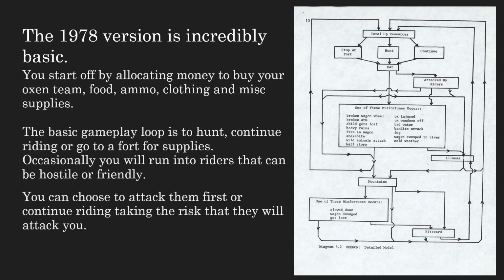The 1978 version is incredibly basic. You start off by allocating money to buy your oxen team, food, ammo, clothing, and miscellaneous supplies. The basic gameplay loop is to hunt, continue riding, or to go to a fort for supplies. Occasionally, you will run into riders that can be hostile or friendly. You can choose to attack them first, or continue riding, taking the risk that they will attack you. On the right, here is basically an entire flowchart for every single turn you will take.